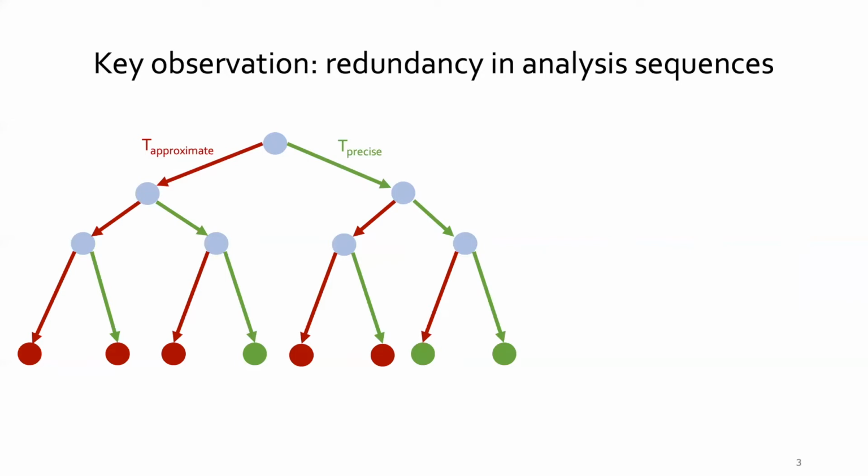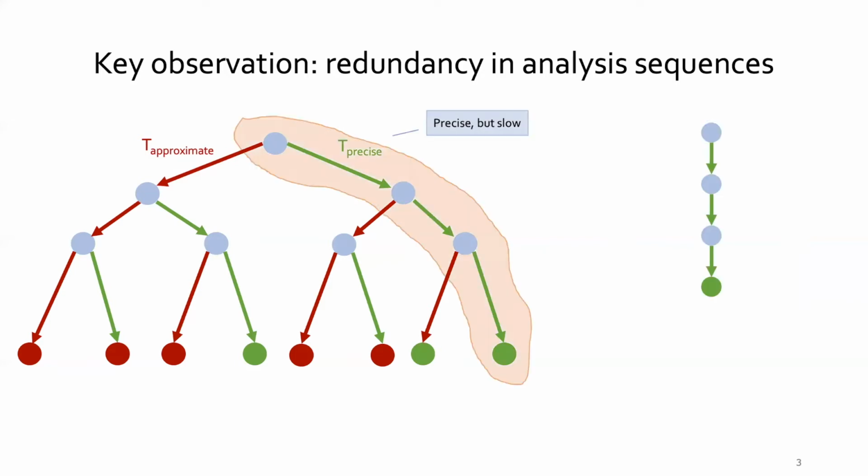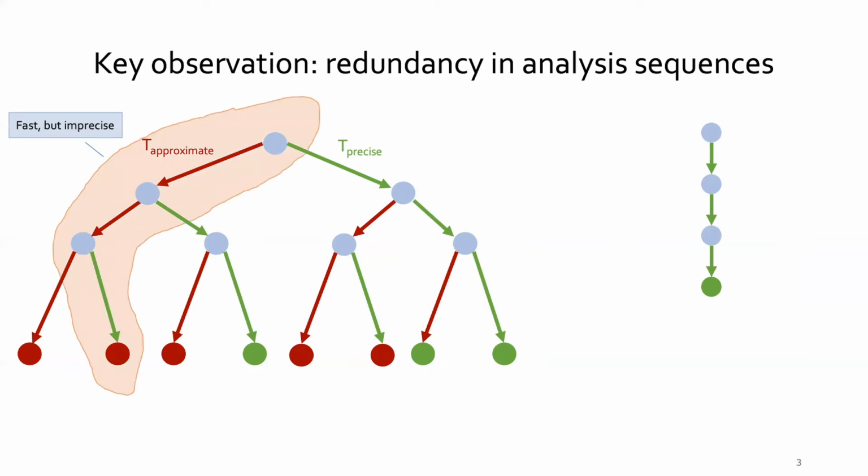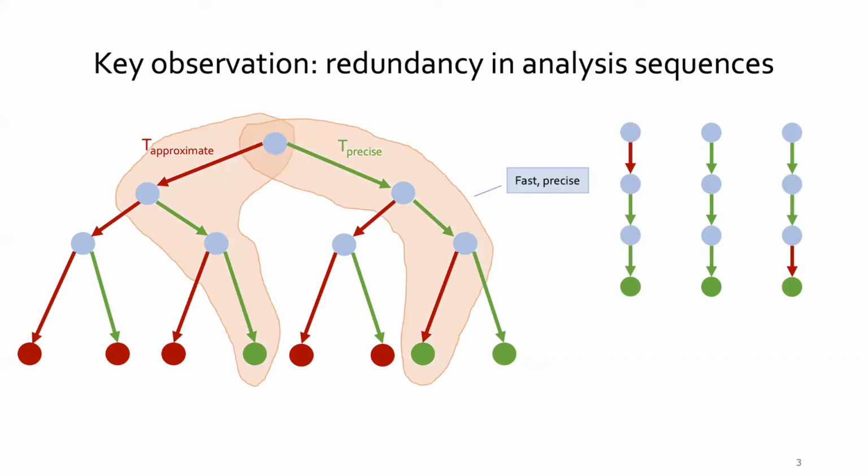We obtain the precise invariants by always applying a precise transformer. However, since the precise transformer is expensive, the precise analysis is slow. To make the analysis fast, one can apply faster approximate transformers sometimes. However, this usually results in imprecise invariants, like the highlighted sequence. We also observe that it's likely to obtain the precise invariants by carefully applying approximate transformers, for example, in the two highlighted sequences.